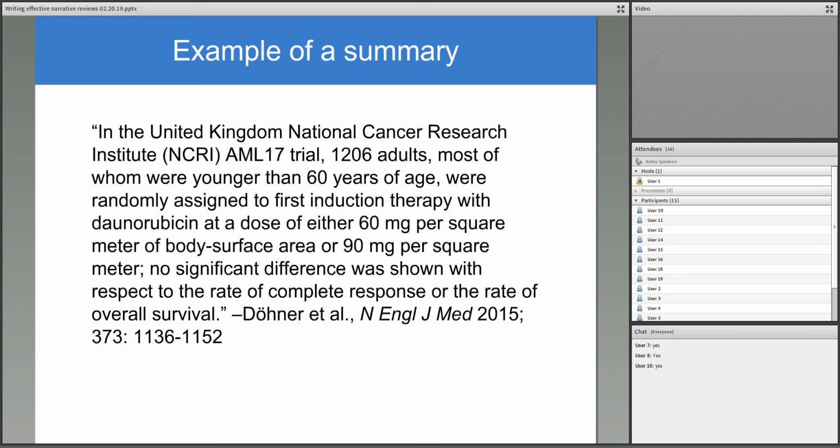Here's an example of a summary. This one sentence effectively summarizes an entire trial by stating the essential methods and results. Often, a summary of a study will focus on the key results.